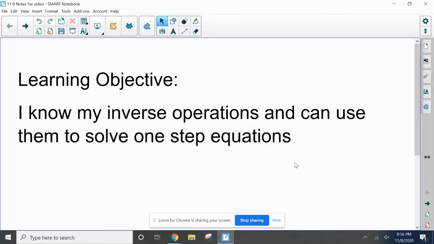All right, so today our objective is that we're going to know our inverse operations and can use them to solve one-step equations. So today should be review. You should have done this in 6th grade and 7th grade, but I want to get our toes wet and start working on these inverse operations to make sure we have a solid foundation for when our equations get more difficult in 8th grade, because they will. You'll see a little bit more than you have the past couple of years.